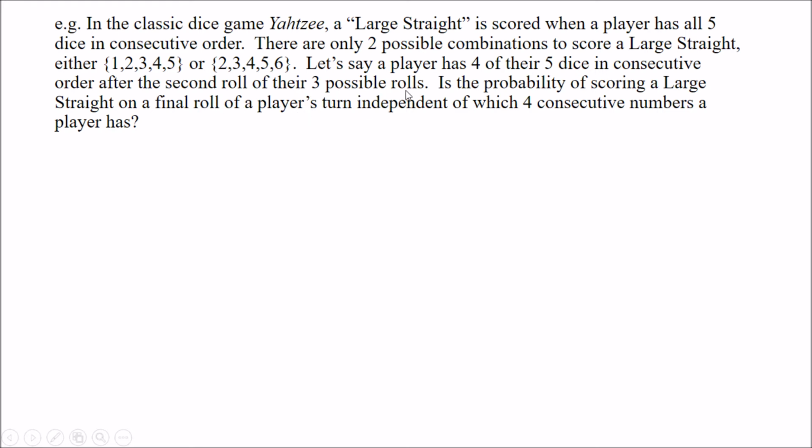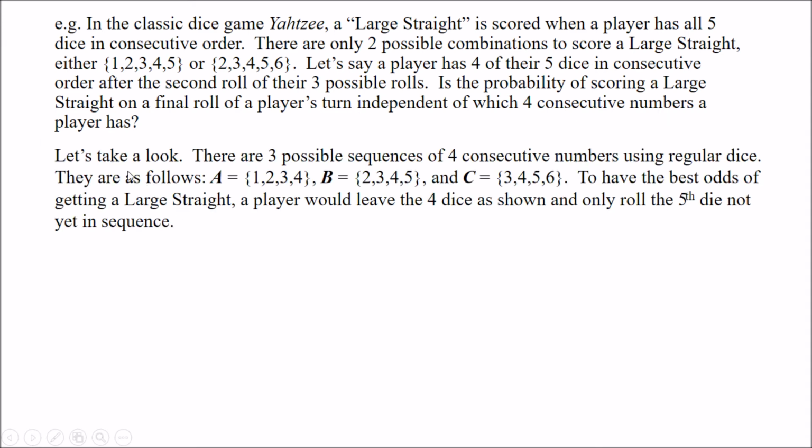Let's say a player has 4 of their 5 dice in consecutive order after the second roll of their 3 possible rolls. Is the probability of scoring a large straight on a final roll of a player's turn independent of which 4 consecutive numbers a player has? Well, let's take a look.